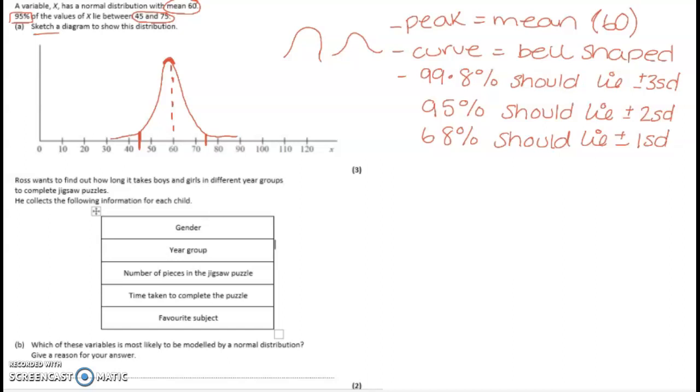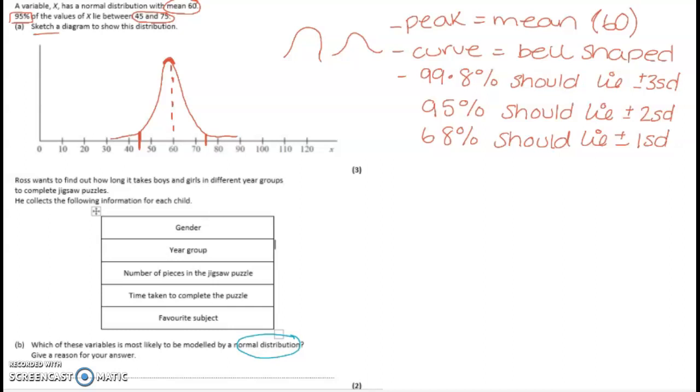Ross wants to find out how long it takes boys and girls in different year groups to complete jigsaw puzzles. He collects the following information for each child: the gender, the year group, the number of pieces in the puzzle, the time taken to complete the puzzle, and the favourite subject. Which of these variables is most likely to be modelled by a normal distribution? Give a reason for your answer.